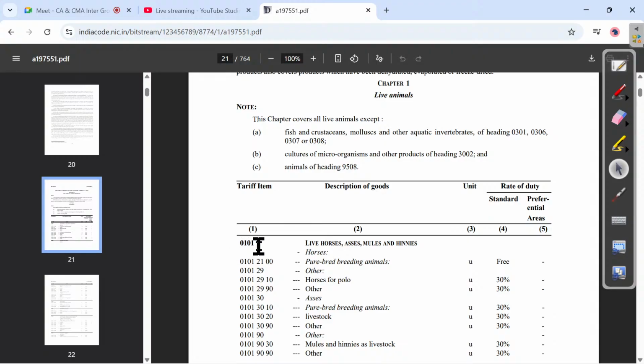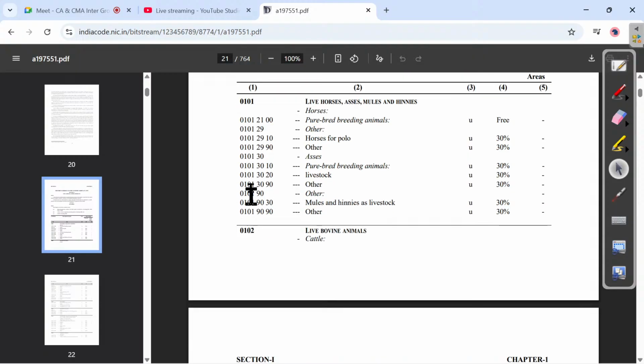Chapter 1 is noted this way: 01 represents section, 01 represents chapter. 0101 deals with live horses, asses, mules, and hinnies. 0101 2100 represents the tariff item. Okay, section, chapter, finally heading, and then the tariff item. The tariff item will consist of how many digits? 8 digits. For pure bred breeding animals, based on the number of units, it's going to be taxable. What is the tax rate? Free, tax free. And if it is horses for polo, how do we measure?